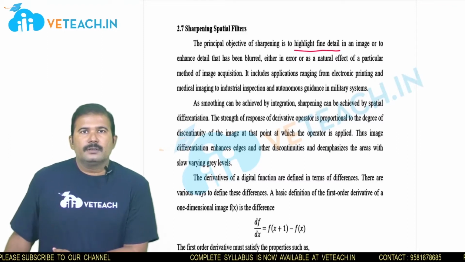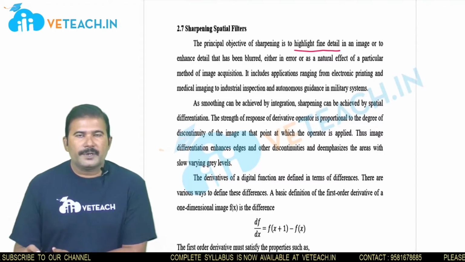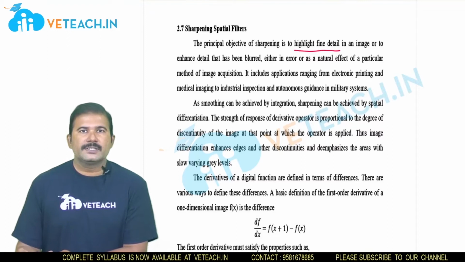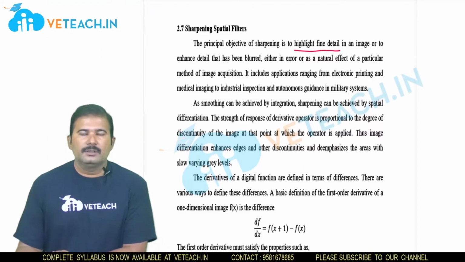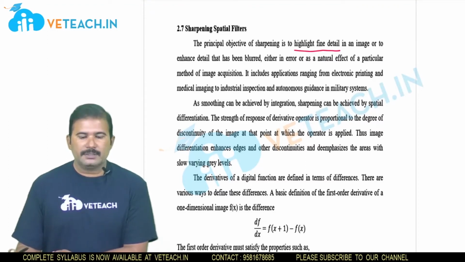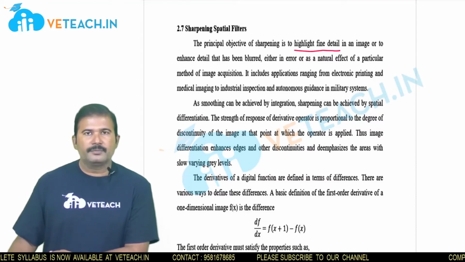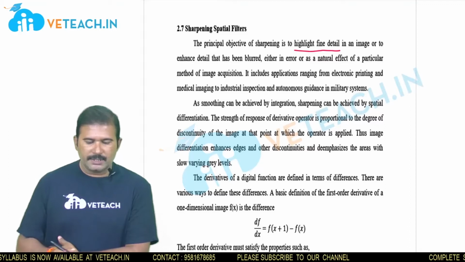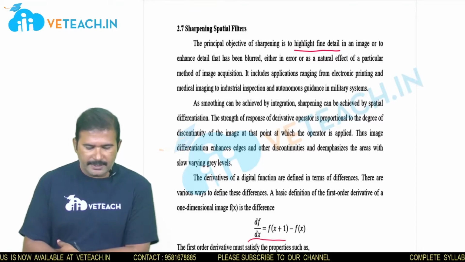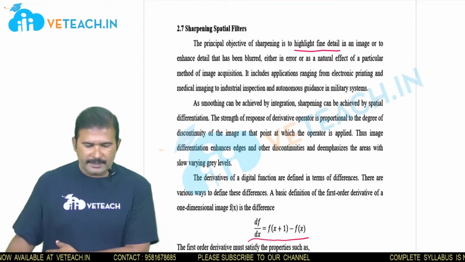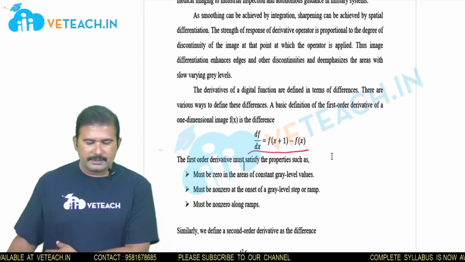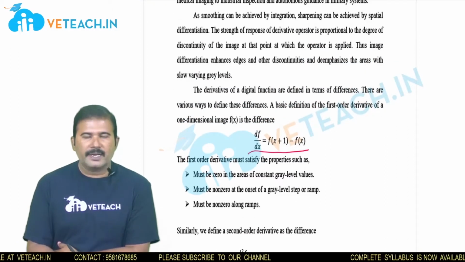Since smoothing is obtained by using the averaging operation, and in a continuous sense, averaging is nothing but integration, as opposed to integration, here the sharpening is achieved by differentiation. Differentiation of the gray level values, in the one dimensional case, is defined as df by dx equals f of x plus 1 minus f of x.